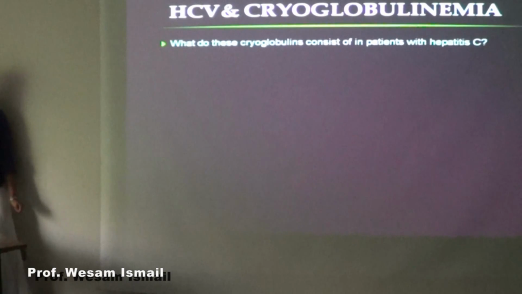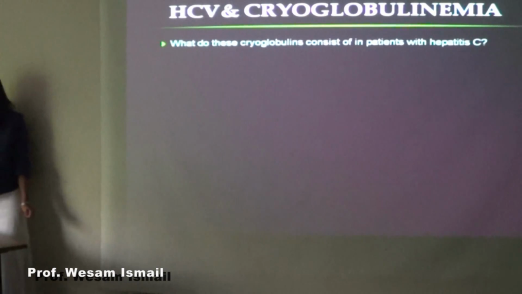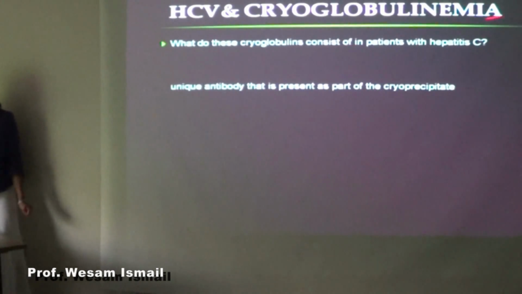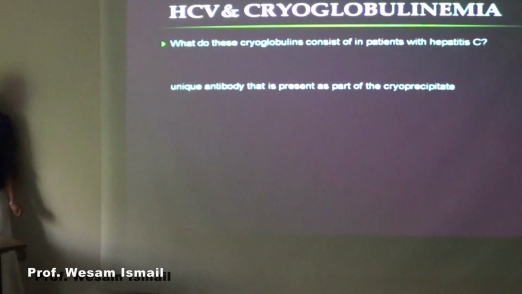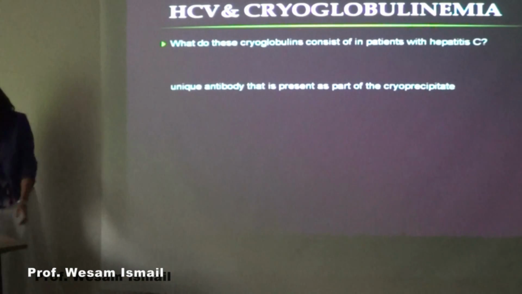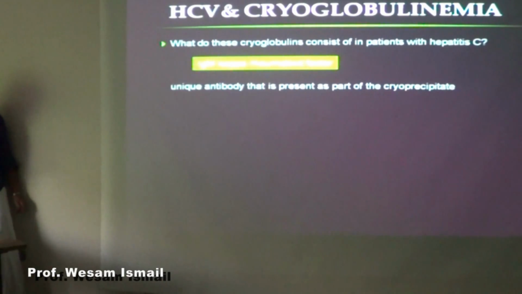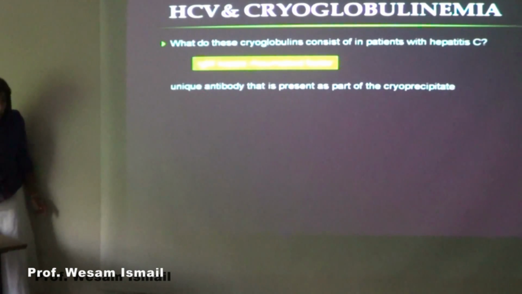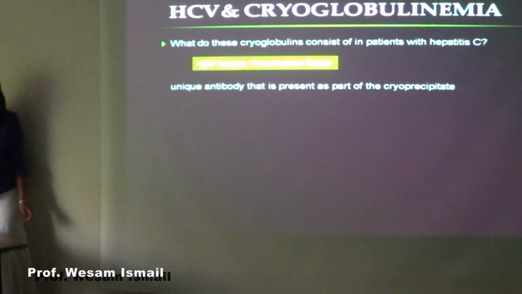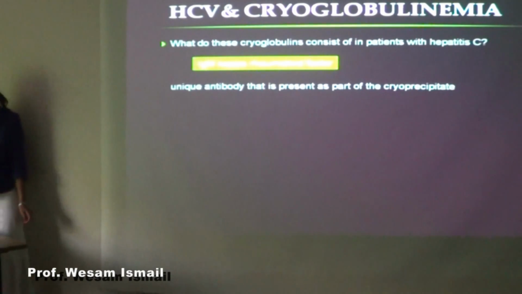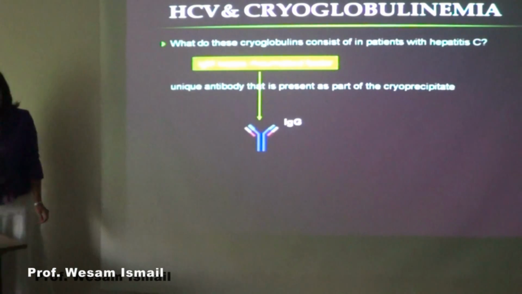So what are these cryoglobulins? What is the cryoprecipitate in patients with hepatitis C composed of? We have a unique antibody, which we normally don't have. It is present as a part of the cryoprecipitate. This antibody is called an IgM kappa rheumatoid factor. And this is why we consider it monoclonal, because any antibody should have the kappa and lambda, but this one has only the kappa, so this is a monoclonal IgM antibody. And this is a unique antibody which we see in hepatitis C.